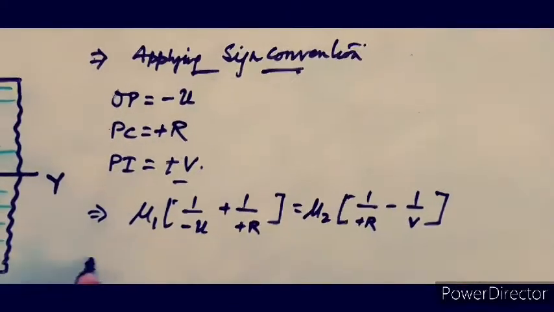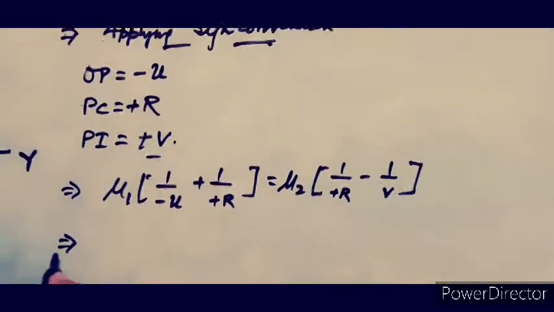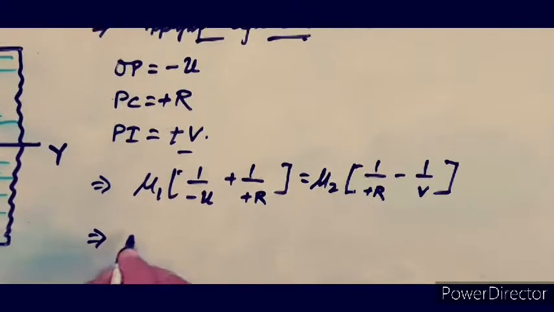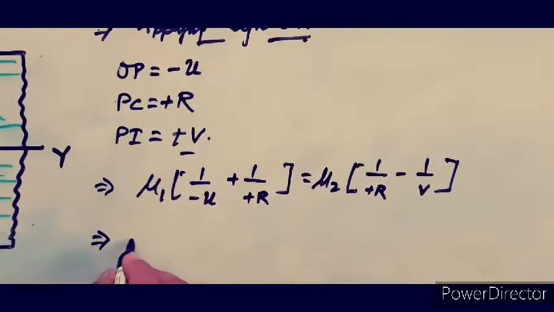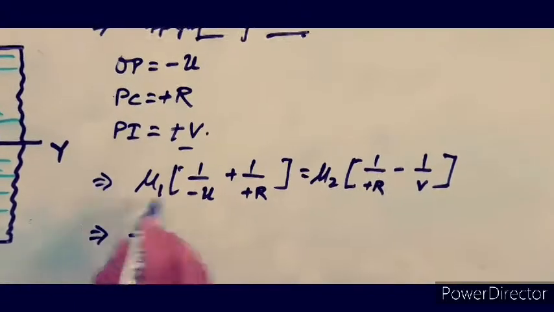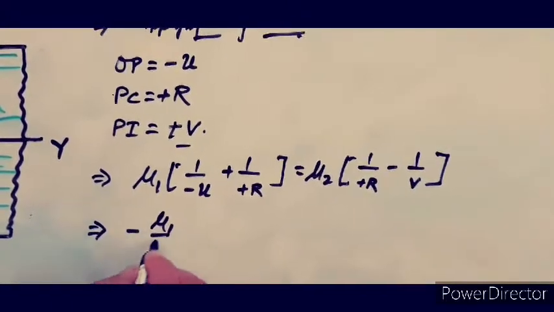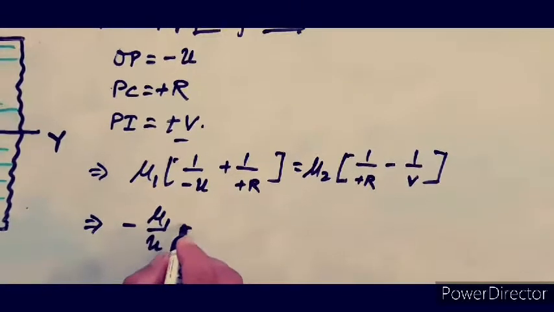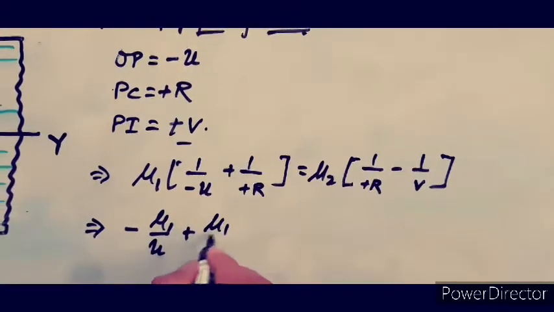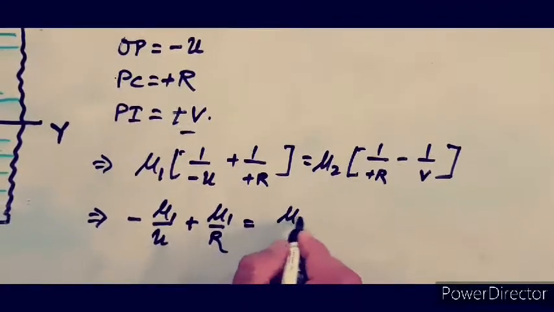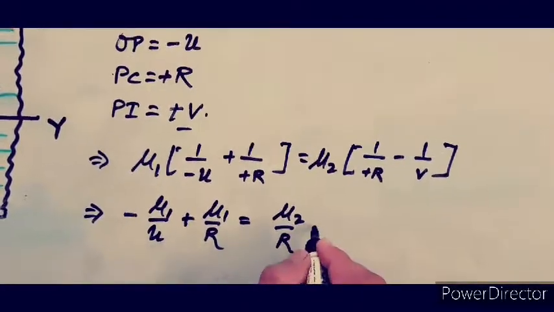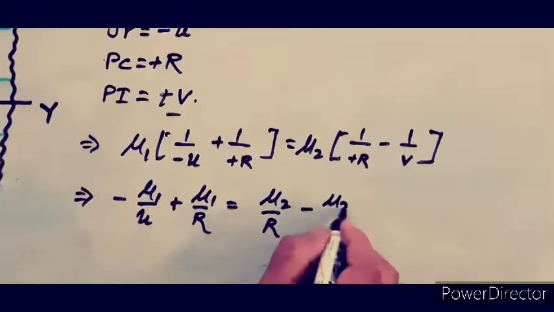Now arrange. After arranging, what are we getting? Minus mu1 by u plus mu1 by R is equal to mu2 by R minus mu2 by v.